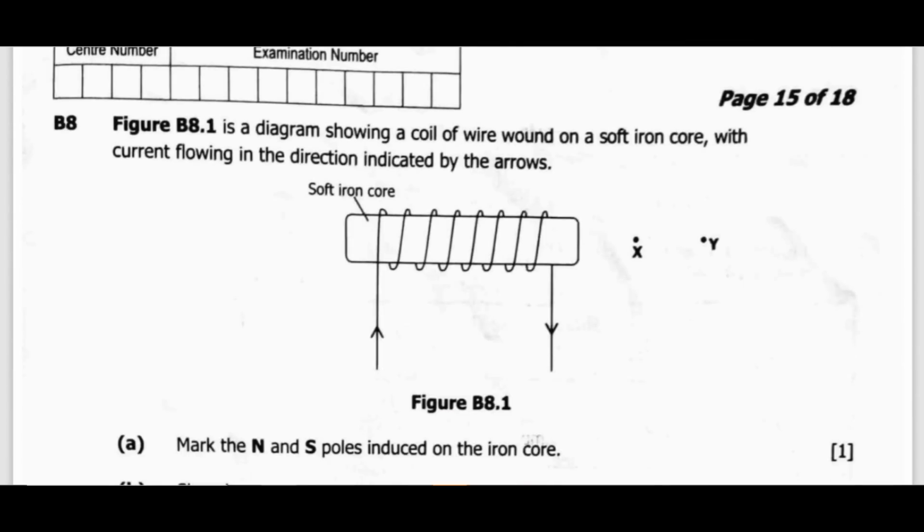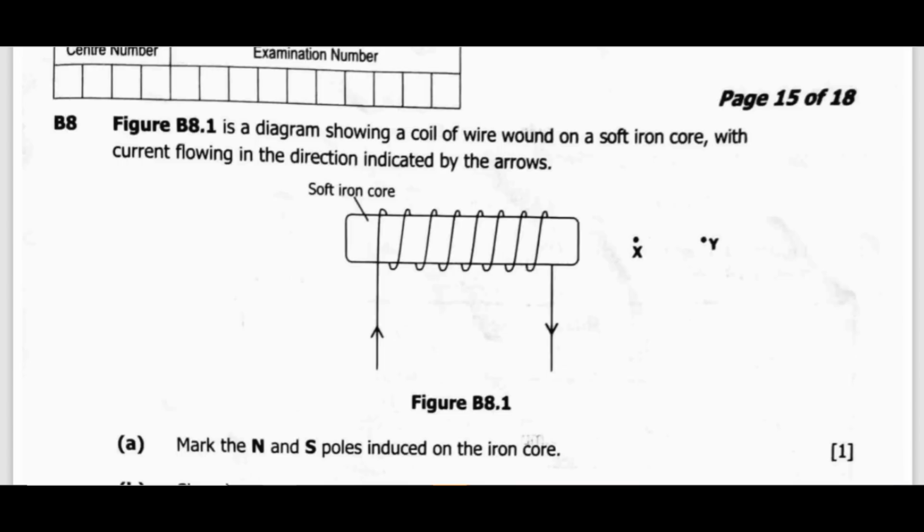Okay, so we have come to this. This is a diagram showing a coil of wire wound on a soft iron core, with the current flowing in the direction indicated by the arrows. So we have X and we have Y there. This is the soft iron core, and these are wires, and the current was flowing in this direction. So we want to mark the north and the south pole induced on the iron core.